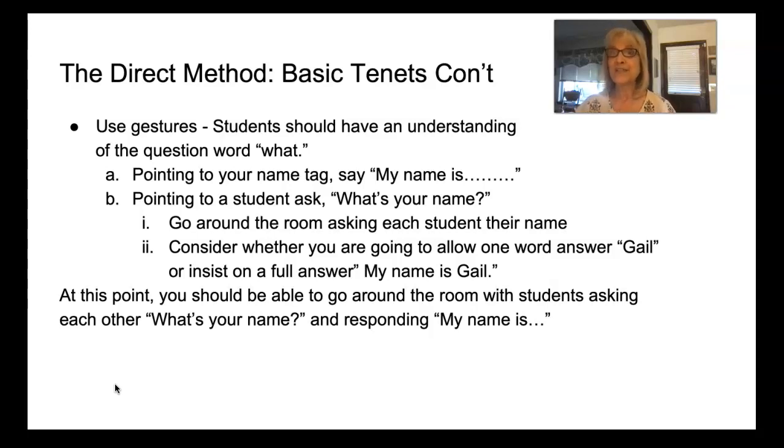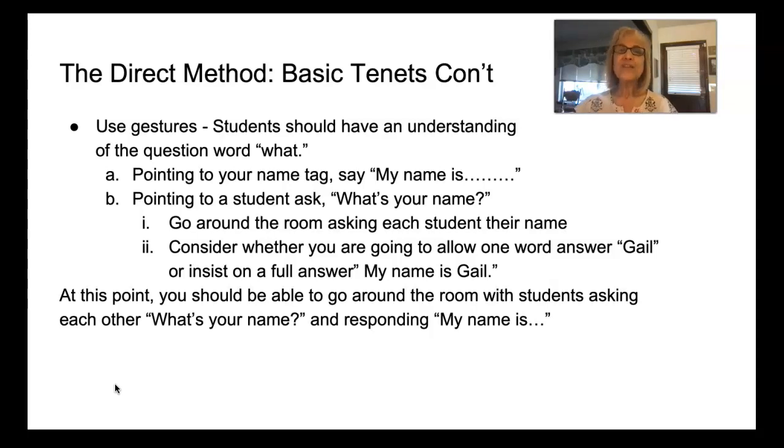One thing you can consider at this point is whether or not you're going to insist on a full answer, "My name is Anna," or you're going to allow one-word answers, "Anna." Either one is okay, and you should actually kind of gauge it according to students' comfort level at this point with speaking. If it seems to make them super anxious about "my name is," then just let them answer with one word, just their name. If you feel like they're ready for the structure, the full sentence, then encourage that because you can build on that. Just think about it.